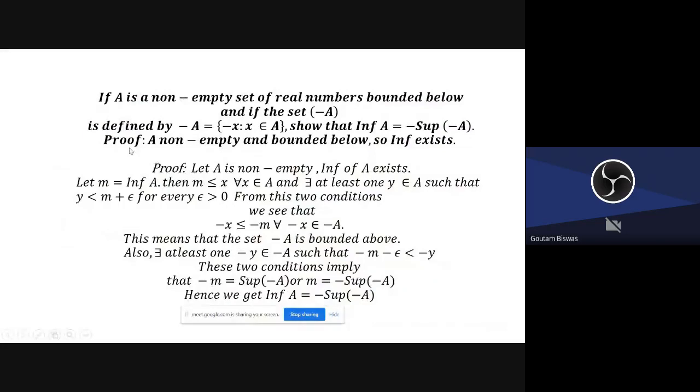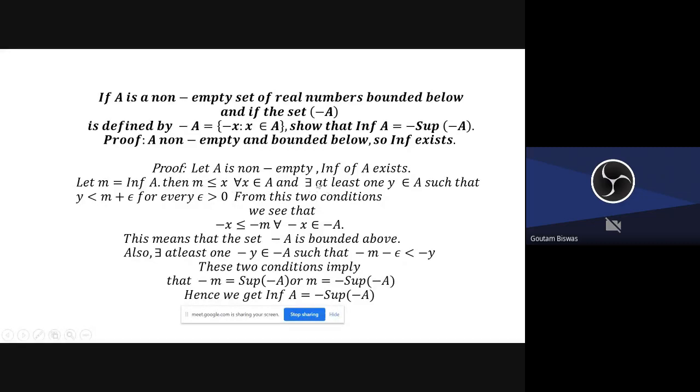Now this line: let A be a non-empty set and the infimum of A exists. Okay. So let M be the infimum of A. Then infimum of A means that for all X in A, X will be greater than or equal to M, or M will be less than or equal to X for all X.